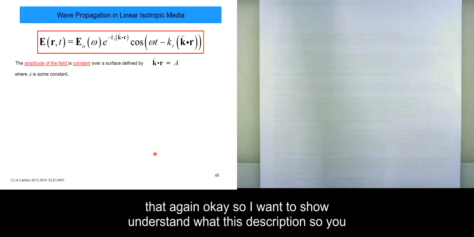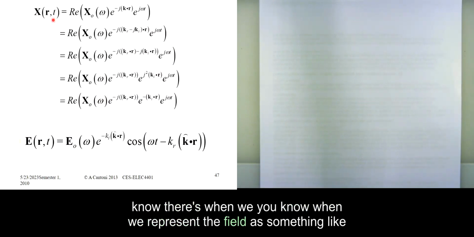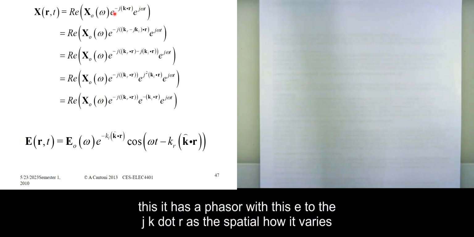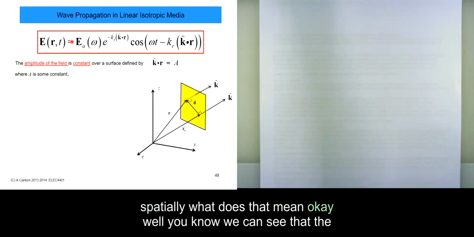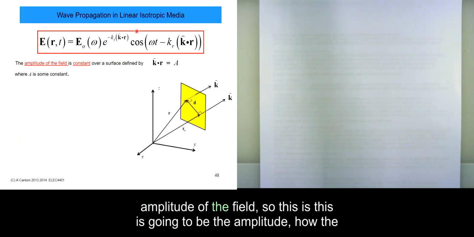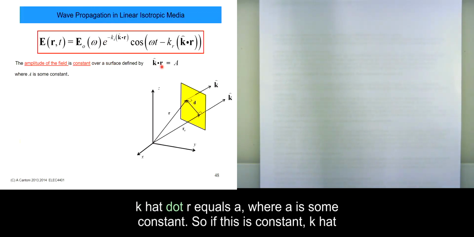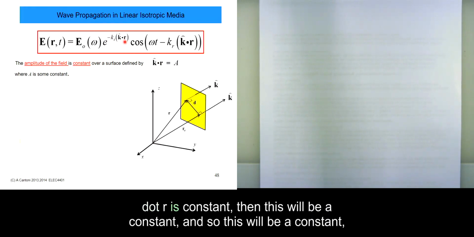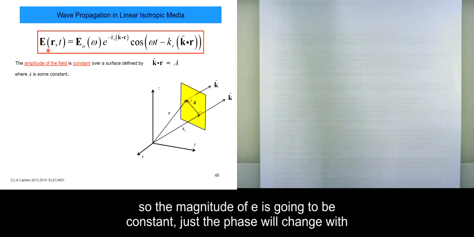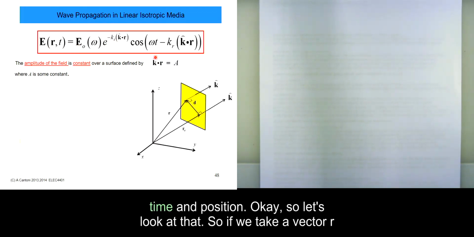I want to understand this description. When we represent the field as a phasor with this e to the j k dot r as how it varies spatially, what does that mean? We can see the amplitude of the field, how the amplitude varies with position in space, is constant over a surface defined by k hat dot r equals a, where a is some constant. If k hat dot r is constant, then this will be a constant, and so the magnitude of E is going to be constant. Just the phase will change with time and position.